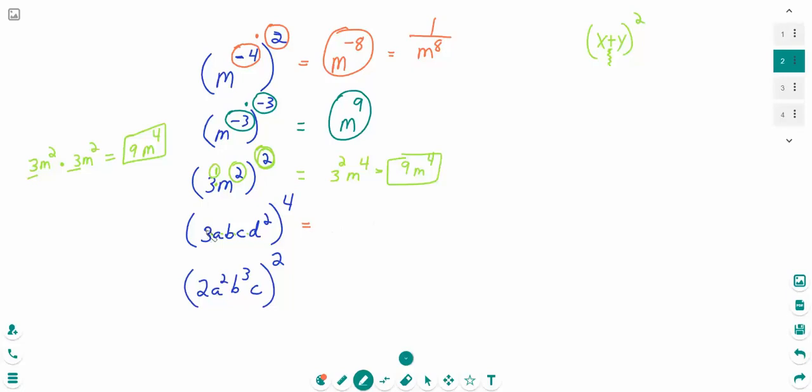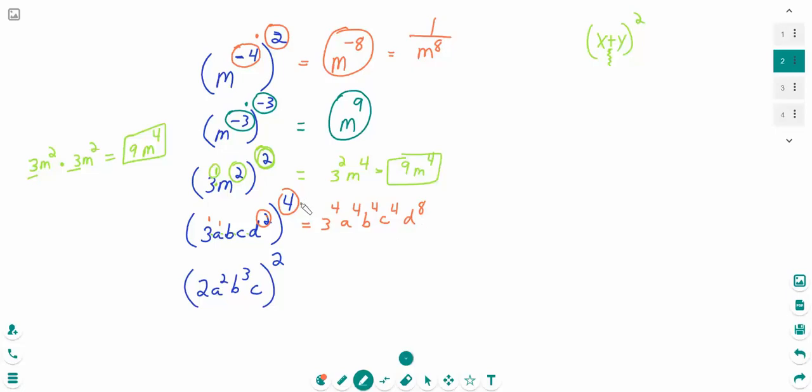So we have 3, well, this is to the 1, so 1 times 4 is 4, so we're going to end up with a 3 to the 4th power. This a has an exponent of 1, so 1 times 4 is 4, so we have a to the 4th. Same thing applies for the b and the c. We're going to have a b to the 4th and a c to the 4th. The d, we already have a 2, so we need to multiply the 2 times the 4, which is going to give us an 8. d to the 8th, all right?